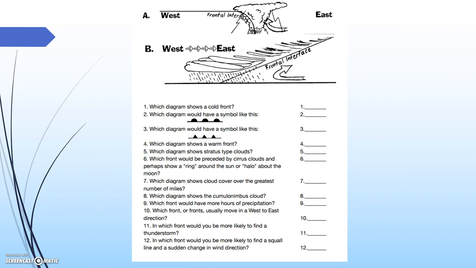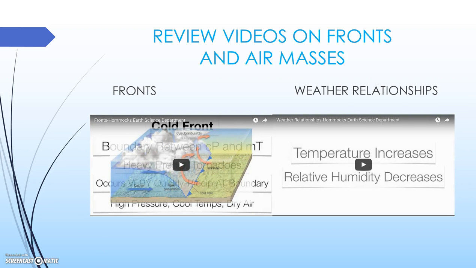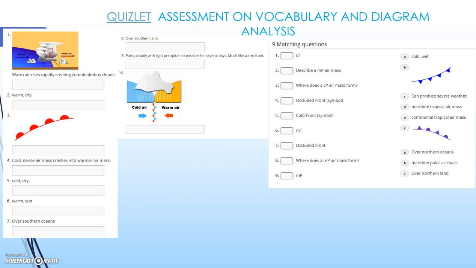Here's your assignment. Using the diagrams of A and B, answer the questions dealing with which one shows a cold front and a warm front and the associated weather predictions. Once you've completed this assignment, there are 2 review videos on air masses, fronts, and weather relationships. After you review them, I want you to take the assessment on the Quizlet.